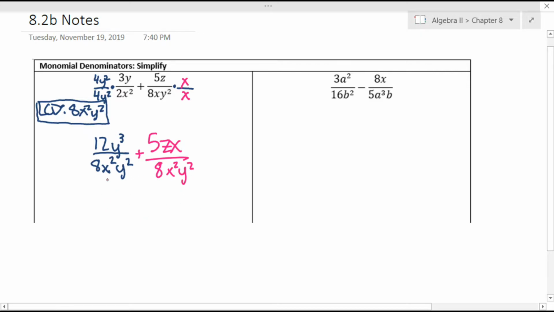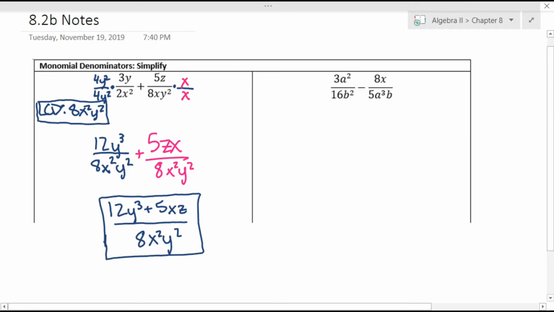Now that I have the same denominator, I'm going to be able to add what's on the top of the fraction together. So 12y cubed plus 5xz, those aren't like terms, so I'm not going to be able to combine them at all. So this is just going to be 12y cubed plus 5xz over 8x squared y squared. And that's the answer.